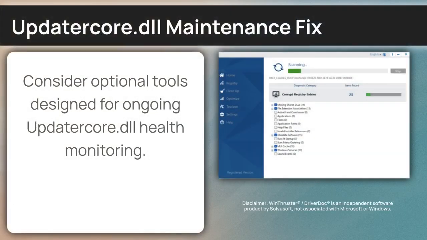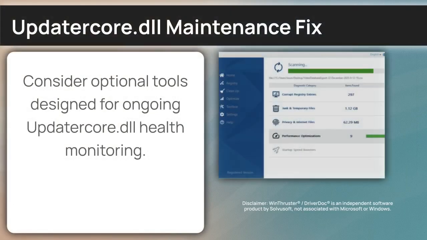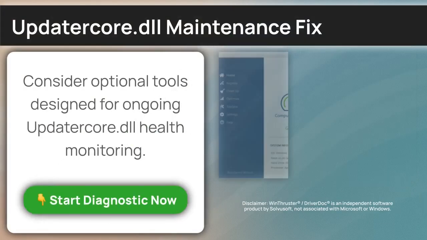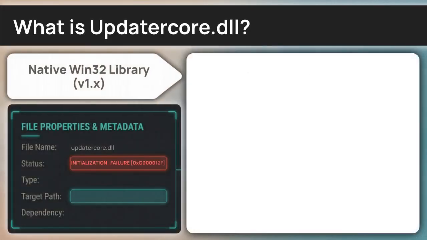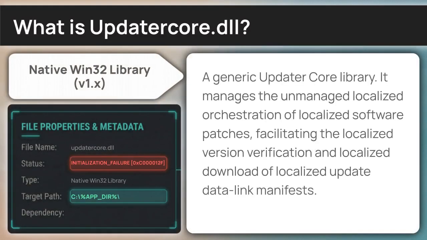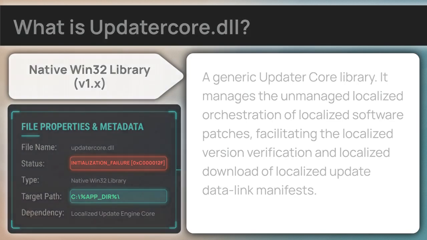As we prepare to resolve Updatercore Library, consider using the diagnostic path below to ensure a stable environment for your libraries. This is the Updatercore Library, a generic Updatercore library. It manages the unmanaged localized orchestration of localized software patches, facilitating the localized version verification and localized download of localized update data link manifests. With the explanation out of the way, let's refresh the affected files.